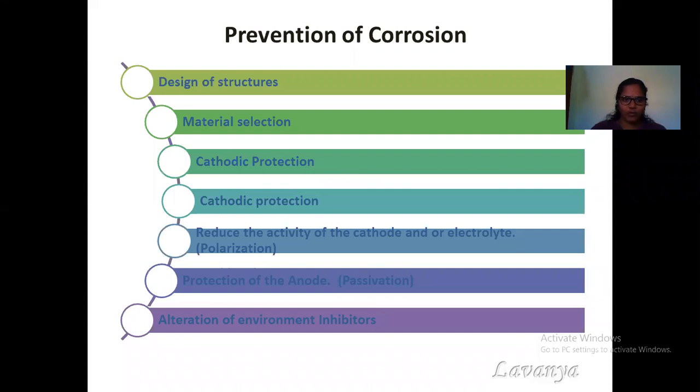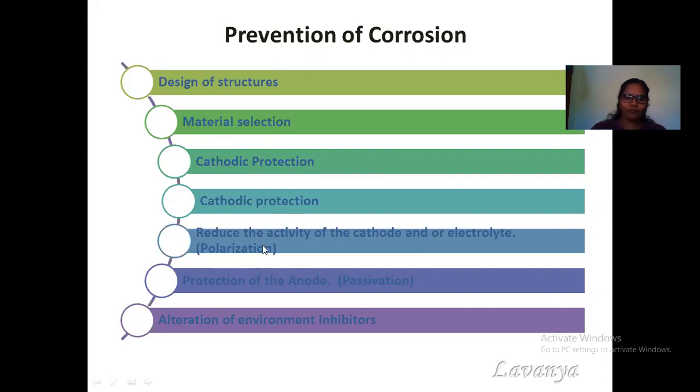The prevention of corrosion can be done by following various steps. The first major thing we should focus on is the design of the structure, and the material selection. We'll discuss one by one in detail. Cathodic protection is one of the methods by which we can protect our base metal. Under cathodic protection, we have two methods: one is sacrificial anodic protection, and the other is impressed current cathodic protection.